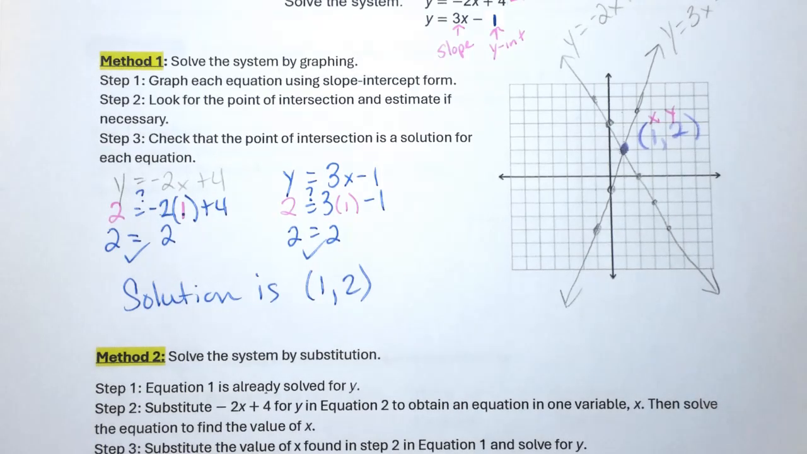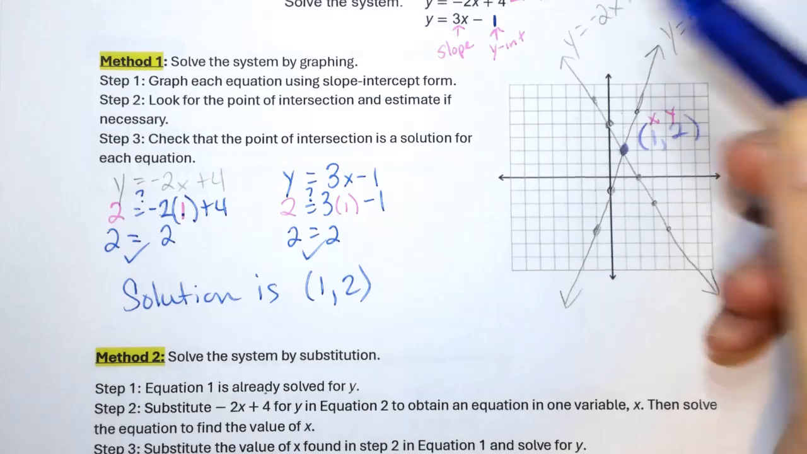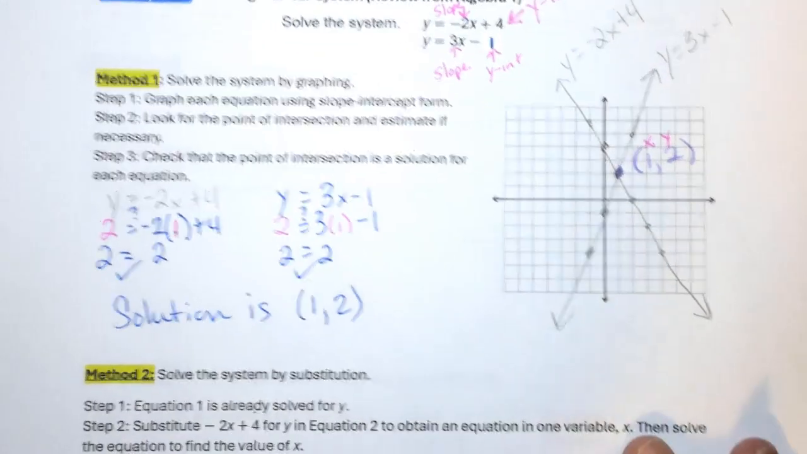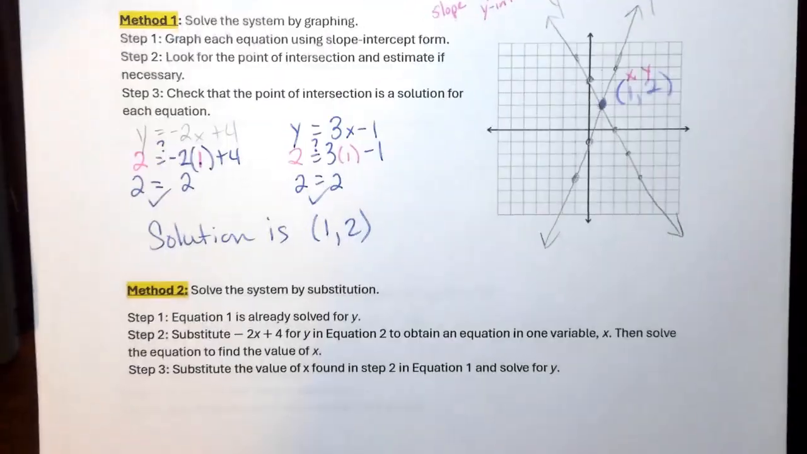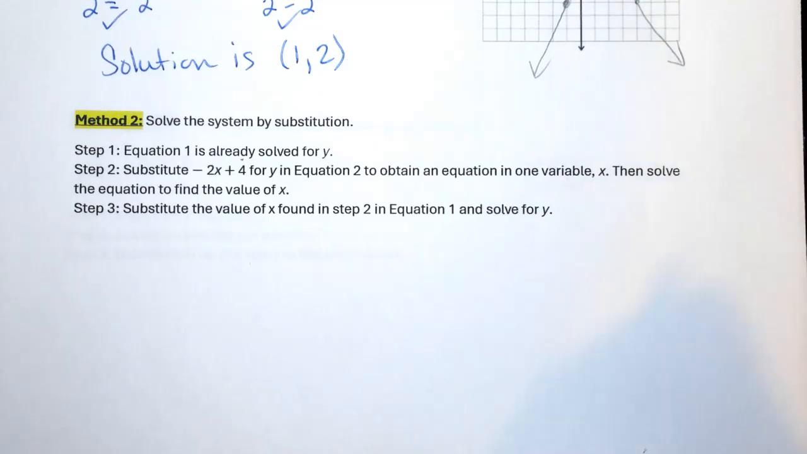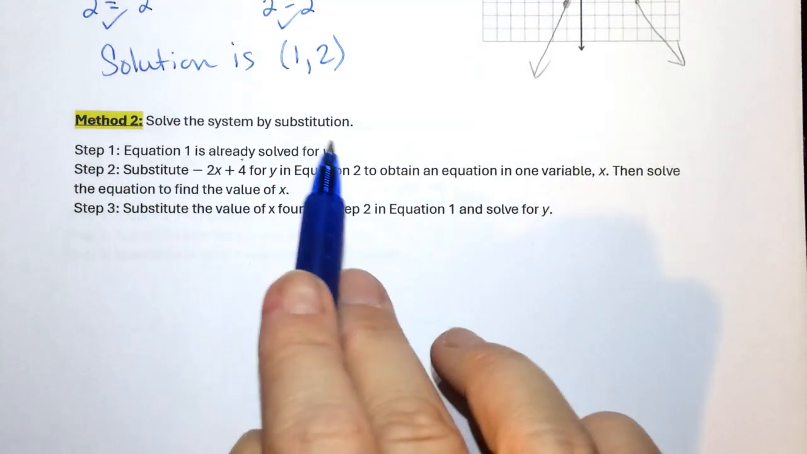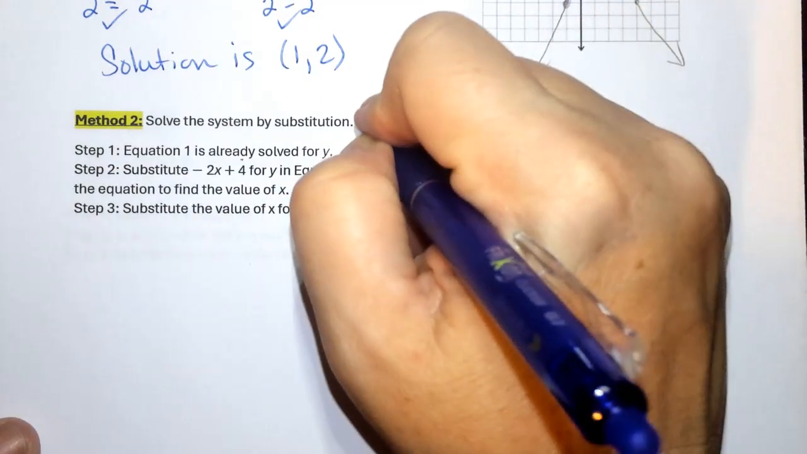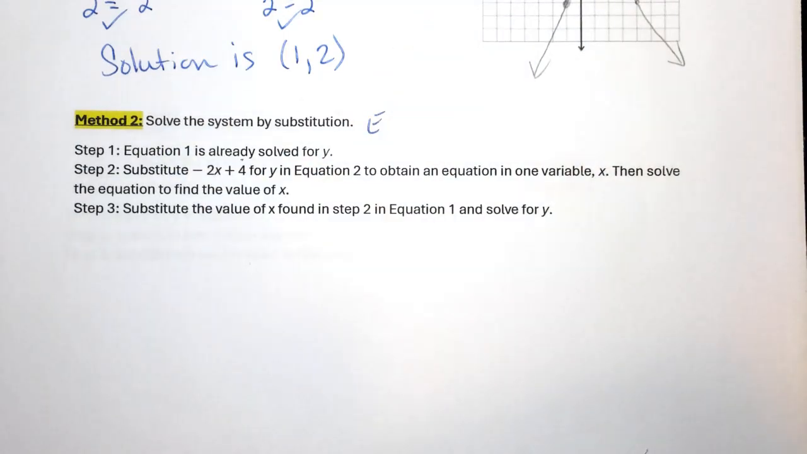So we're going to look at this same function, but we're going to do it with substitution. Now keep in mind the equation is 3x minus 1 because of the typo, so we're going to keep with that. This is another way that we could solve the same exact thing. It says equation 1 is already solved for y. So we have equation 1. Here, I'm going to write them here. I'll come right back.